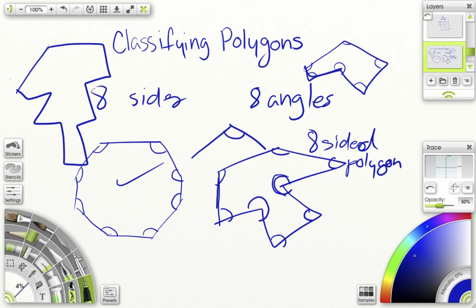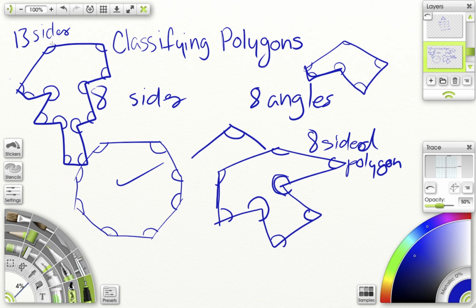So this is a 1, 2, 3, 4, 5, 6, 7, 8, 9, 10, 11, 12, 13-sided shape. So we have 13 sides. Let's find out how many angles we have. 1, 2, 3, 4, 5, 6, 7, 8, 9, 10, 11, 12, 13. See, that's how we know it works, because there's no lines crossing over each other, so it didn't create more angles than sides.